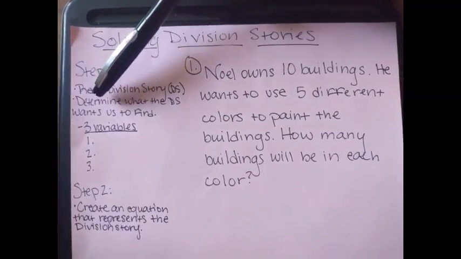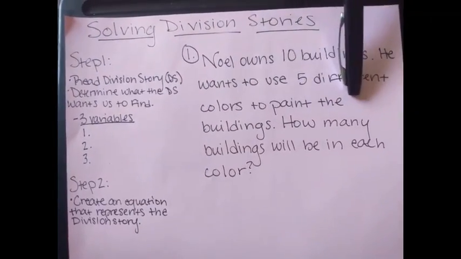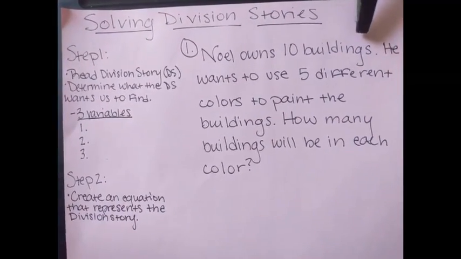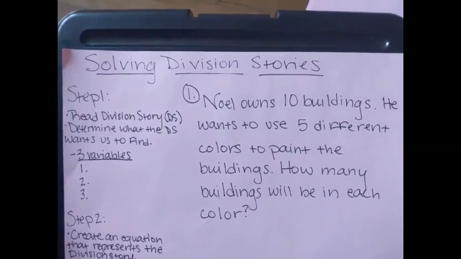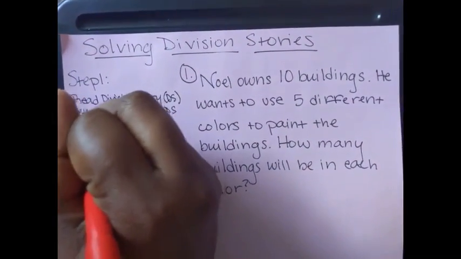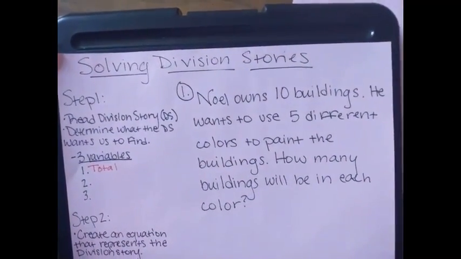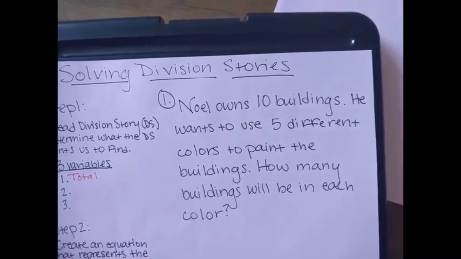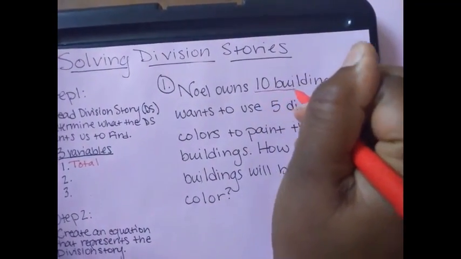The second part of step 1 says, determine what the division story wants us to find. That information was given to us in our division story. We read how many buildings will be in each color, and we were given 2 other variables to determine what this number will be. Let's talk about those variables. In division stories, our most consistent variable will be the total. In every single division story you will ever see, they will give you the total. Our total being in the division story tells us that it will be a division story. Our total in our division story for number 1 is 10 buildings.